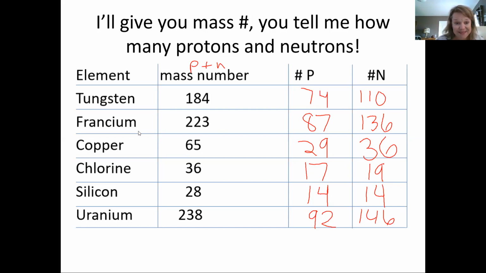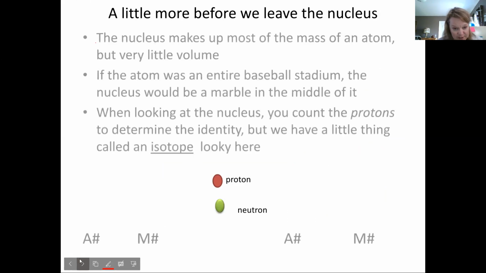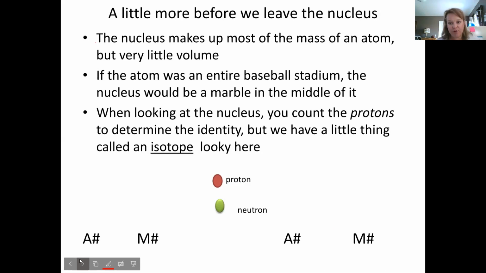I hope you guys got this right. I hope that you tried it. Now, let's go on to a little bit more before we leave the nucleus. I tried and I tried and I tried, and I couldn't get these to come up separately. So I'm going to show you a lot of words to begin with, and I apologize. Pause it if you have to write this down, but let's talk about this.